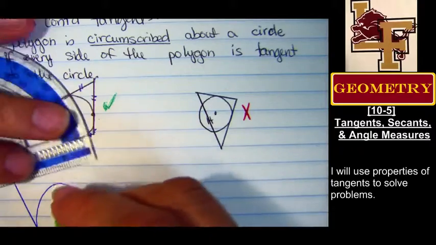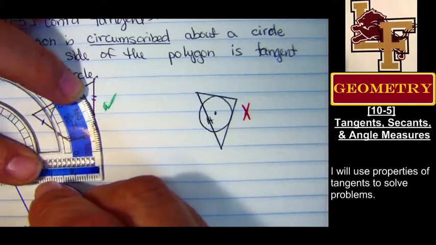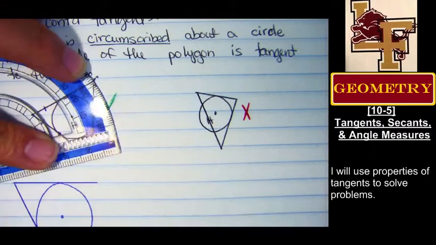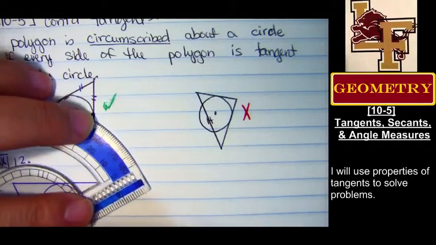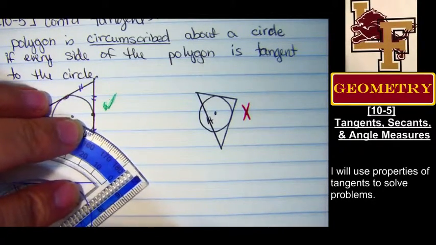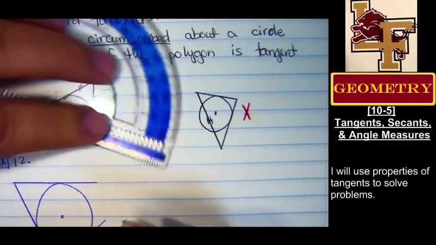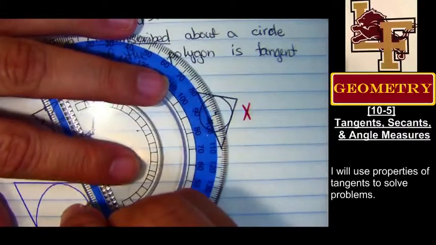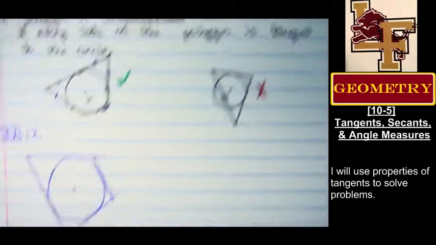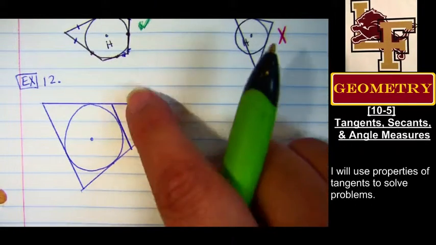I'm going to circumscribe a quadrilateral around my circle. You all right? Okay, so I went a little crazy on the corners, but just pretend these aren't there, okay?